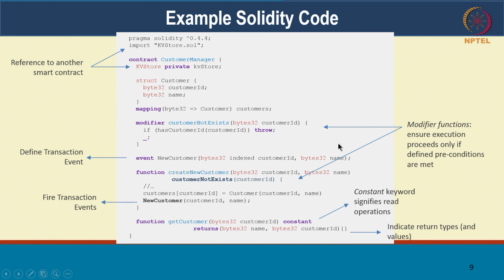Then you could have modifier functions. These ensure that execution proceeds only if a precondition is met. You can have a constant keyword added, which is for read-only transactions, like a query operation, and you can have return types. So this is roughly the structure of a Solidity contract. There's a contract. It can have multiple functions. You are defining some structs or data objects. You can refer to other contracts. You can invoke other contracts. All that is possible. So in some sense it is Turing complete, but the sophistication is deliberately limited, because you don't want to allow non-deterministic execution. You want termination to be guaranteed. Because you want some of those properties, it has been deliberately restricted.